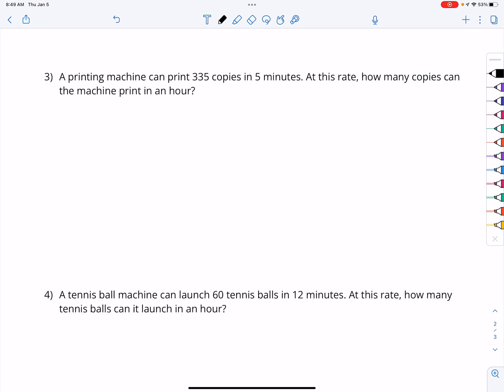A printing machine can print 335 copies in 5 minutes. At this rate, how many copies can the machine print in an hour? So this is copies in 5 minutes. So here we don't get the unit rate, but they do give us some information. So the machine can print blank copies in 1 hour.